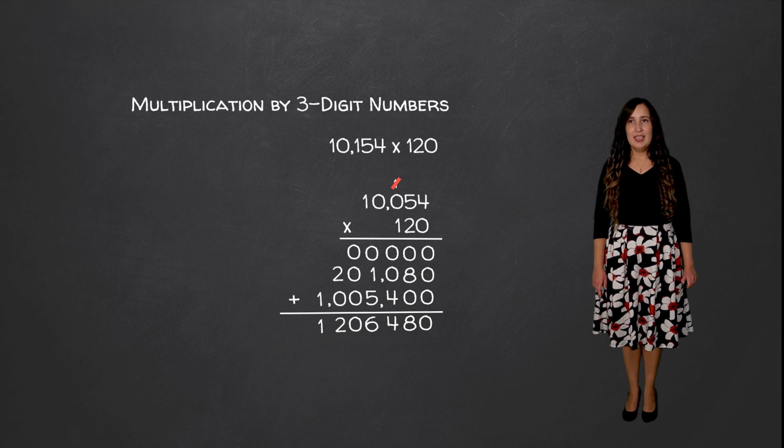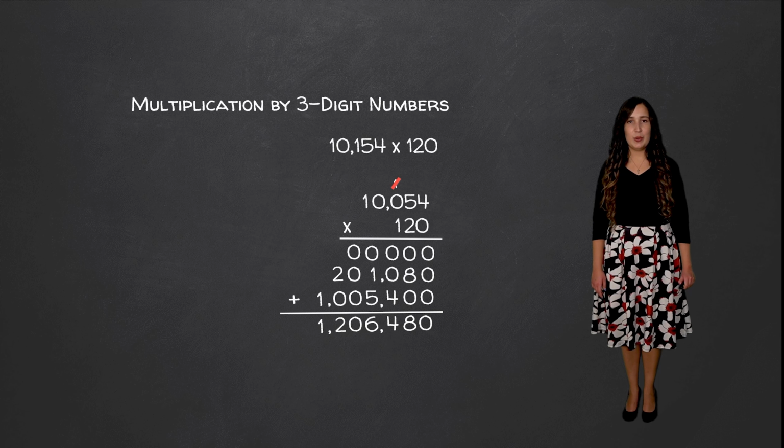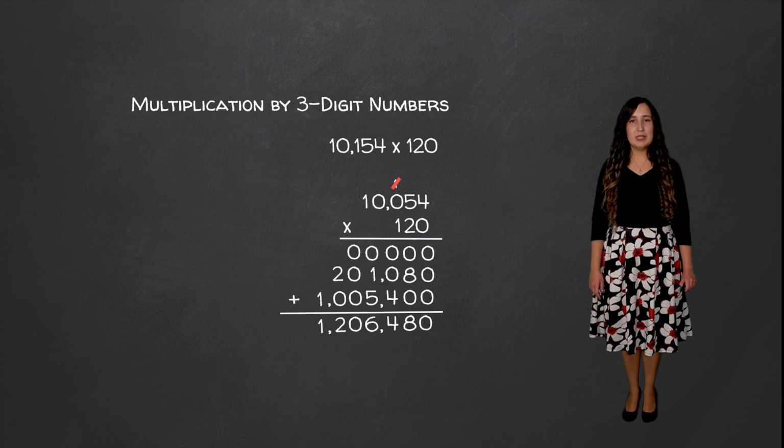All right? So we add our commas, and 10,154 times 120 equals 1,206,480. All right? And that is it for multiplying by 3-digit numbers.